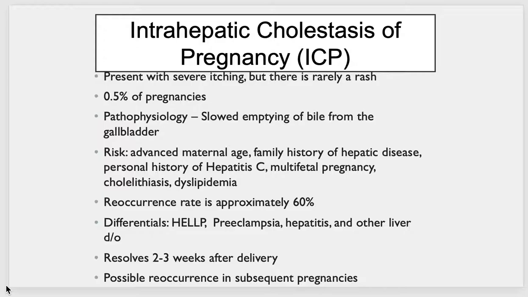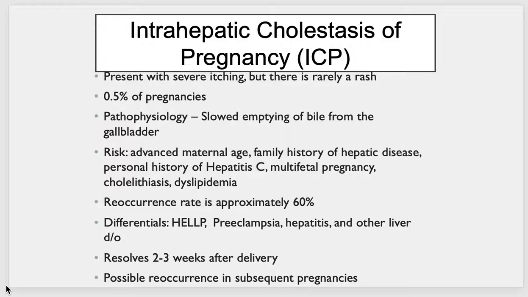So then moving on to intrahepatic cholestasis of pregnancy, or ICP, the difference with this one is that they still will have the severe itching that they do with the atopic eruptions, but they don't have a rash. And that's your big clue that there's something different here, is that they're super duper itchy. Sometimes they'll even have scratches on their skin, but there won't be any rash that you can see. The good news is that it's rare. It's less than 0.5% of pregnancies. And the pathophysiology is that it's a slow emptying of bile from the gallbladder, and so there's some type of buildup of bile salts in the skin or something that is causing that itchiness.